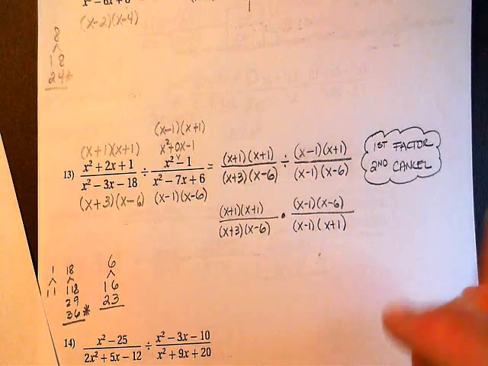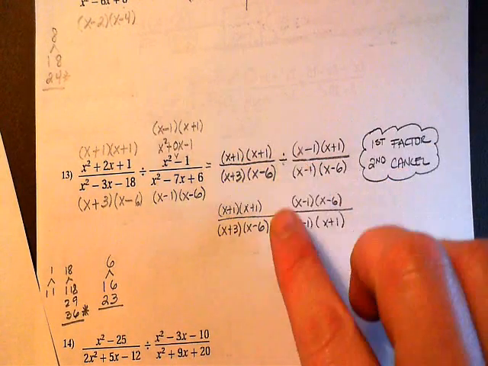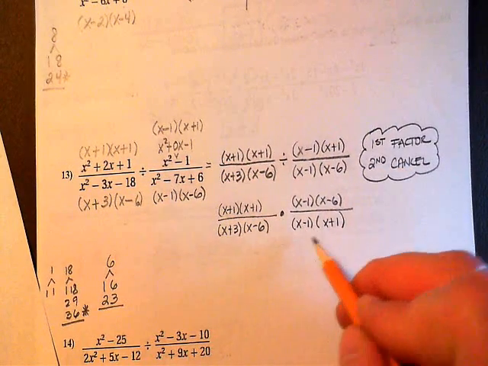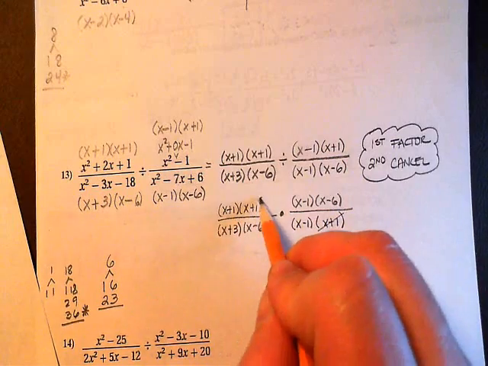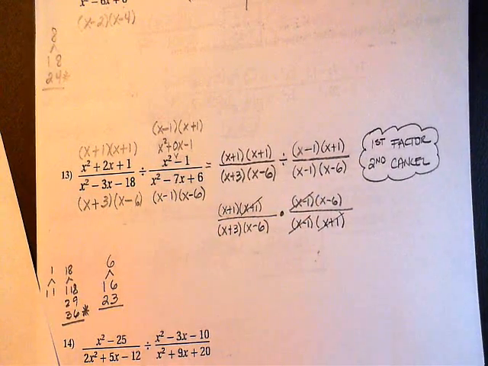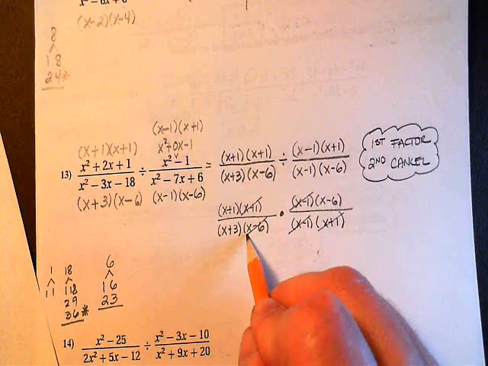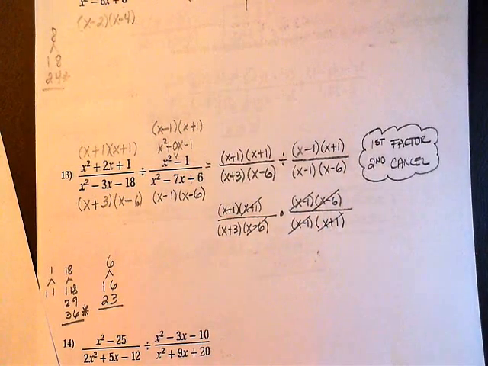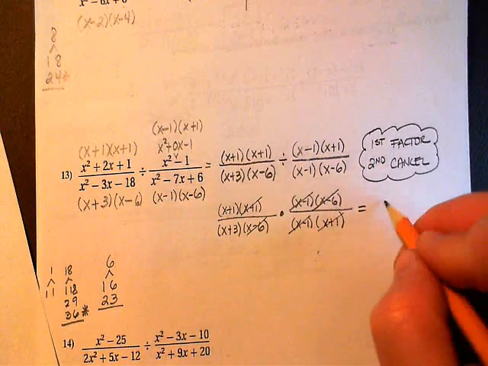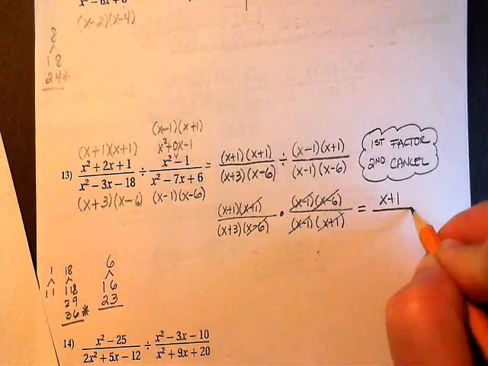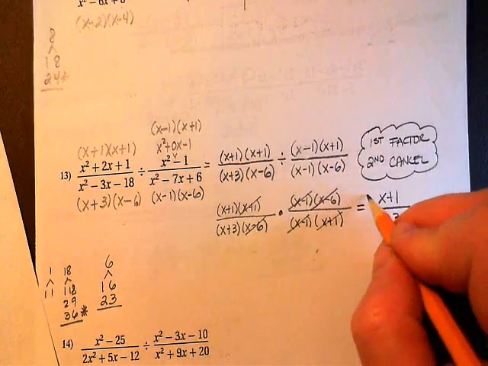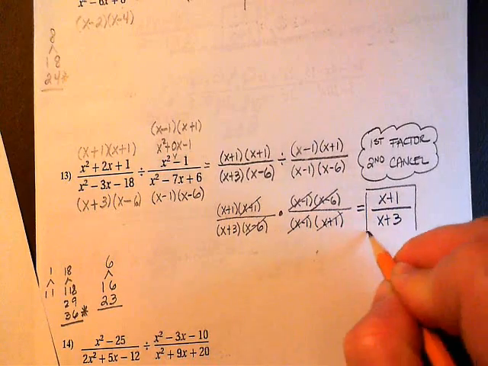Okay, so I factored, I changed division to times, and I flipped. Now I'm ready to cancel. So when I cancel, let's see, I have x plus 1, x plus 1. The x minus 1 cancels with the x minus 1. The x minus 6 cancels with the x minus 6. So what did not cancel on the top? The x plus 1. And what was not canceled on the bottom? X plus 3. So that's my final answer.